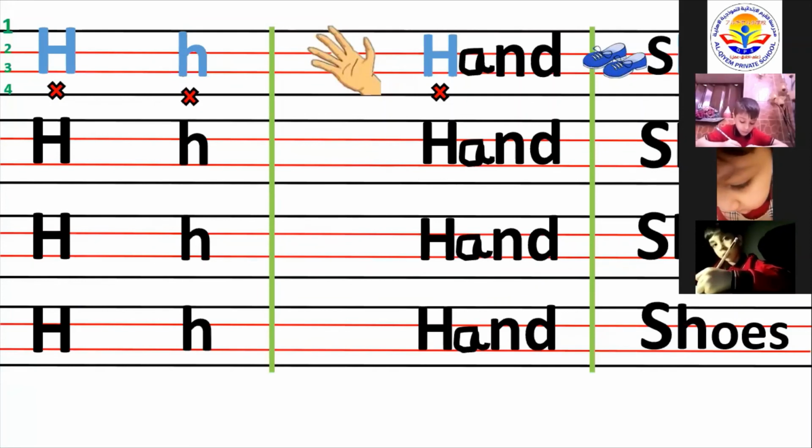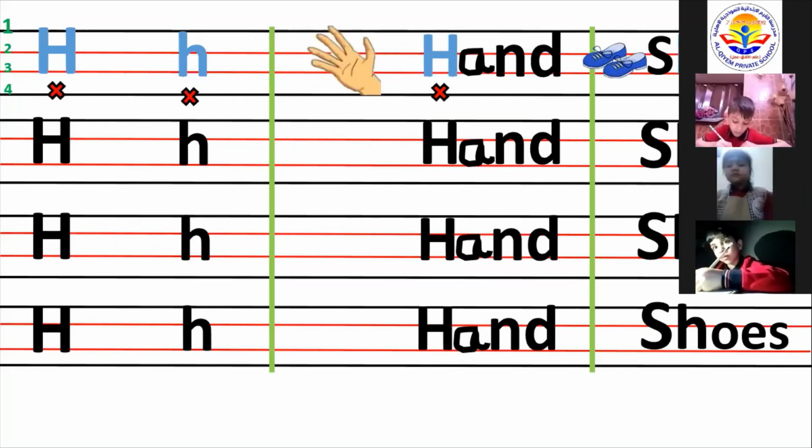This is the 8th letter in the English alphabet. Its name is H. Its sound is H. But don't forget, it can produce many other sounds when it is combined with other letters.